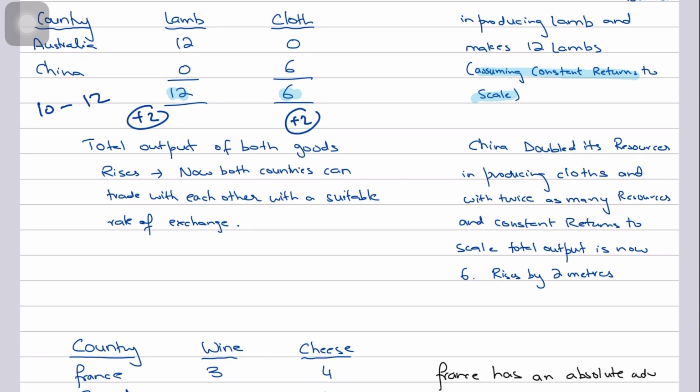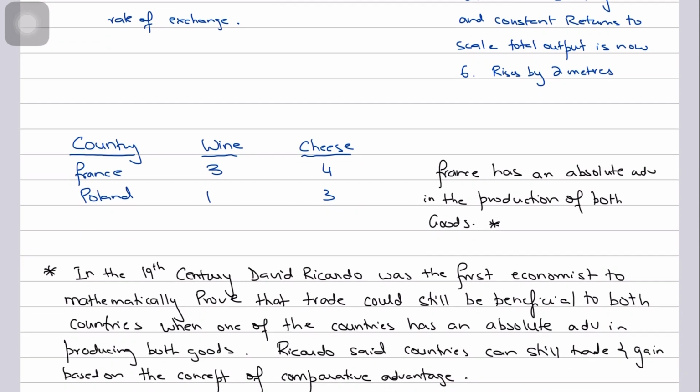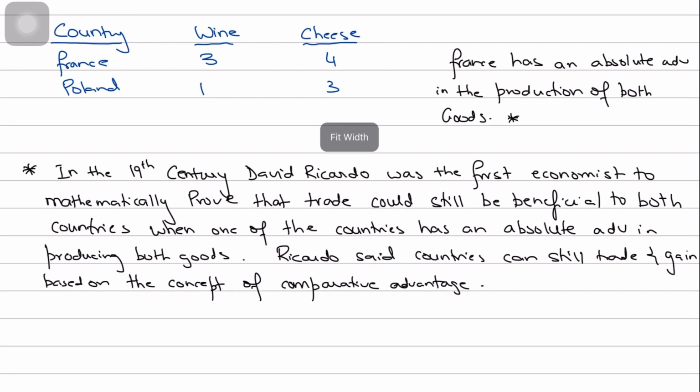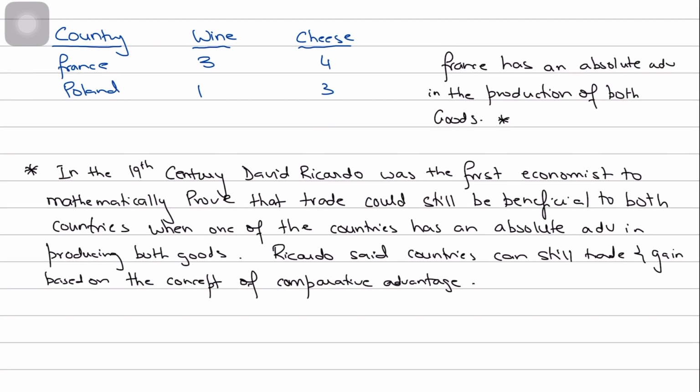But one thing before I end this video, I need you guys to know is that it's not that a country could be said to have an absolute advantage only in one product. One country could have an absolute advantage in both the products, and in that case, what will be the basis of trade? In that case, the basis of trade will be comparative advantage.